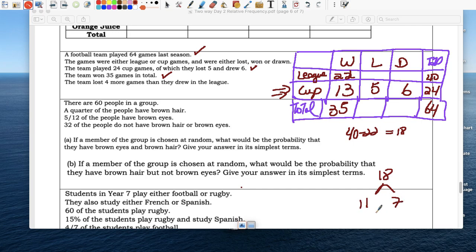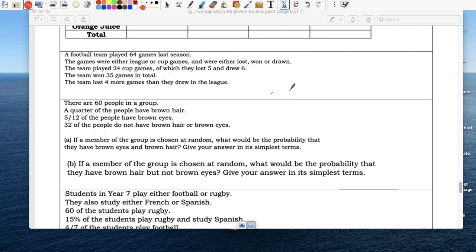11 and 7, right? So losses and draws. If you split them up in 11 and 7, do we have 4 more losses than you have draws? Yes, we do. So that's an 11, and this is a 7. See if I'm right. 22 plus 11 is 33 plus 7, 40. This is going to be a 16. This is going to be a 13. That is 29. 29 plus 35, 64. And that's the table. Ooh, sorry.